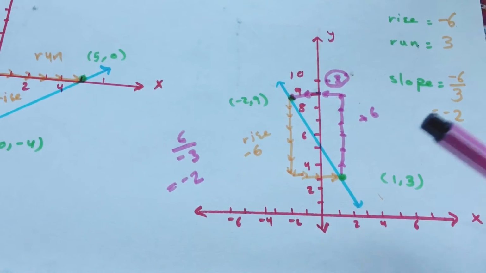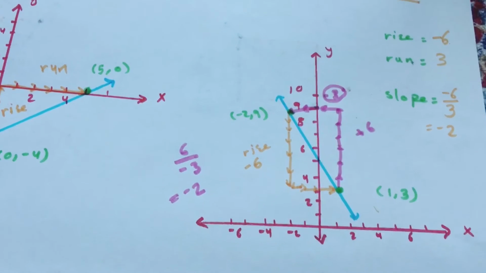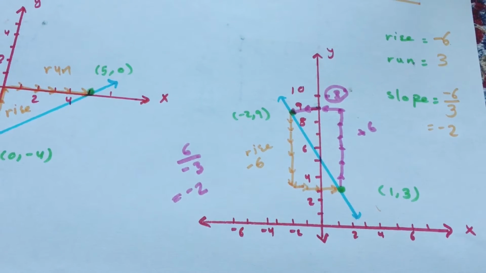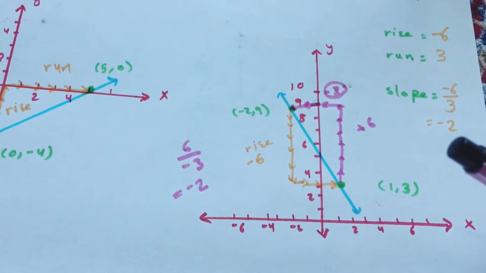But you have to be careful about the signs of the rise and the run. If you go up, it will be positive. If you go down, it will be negative. If you go right, it will be positive. If you go to the left, it will be negative.